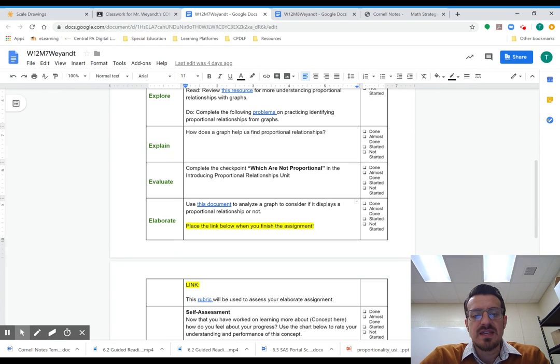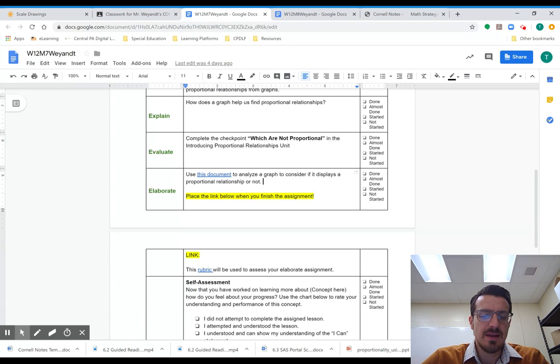The explain: how does a graph help us find proportional relationships? This reiterates the two things I just shared, so that you're able to remember them as you move through the rest of this unit. With the evaluate, like everything, I would like for you to complete the "which are not proportional" checkpoint in the unit, which should be right after this. If you complete that, it will give you some practice, a check for understanding on what you went through in the explore and the explain sections.